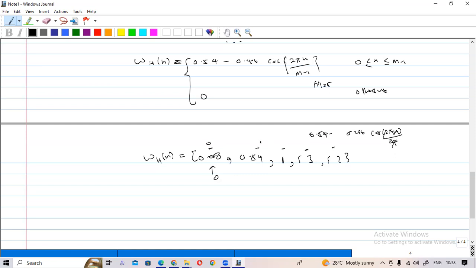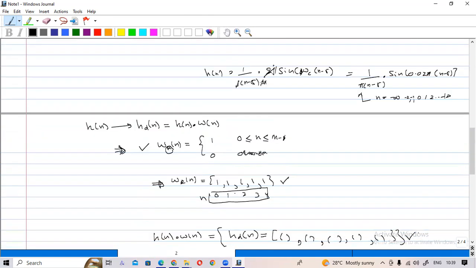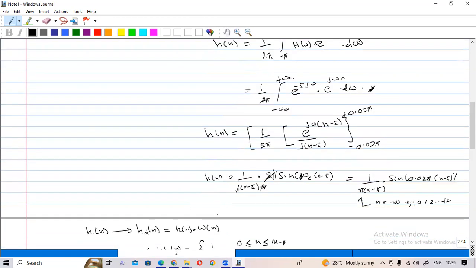This is the 0th one, 1, 2, 3, 4. Up to N minus 1, you have to calculate the sample. So your samples are there. Then you have to find h(n). You can calculate the 5 samples here, 0, 1, 2, 3, 4. So h(n) is there.